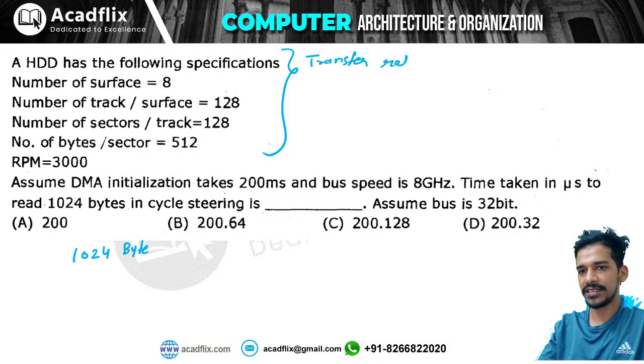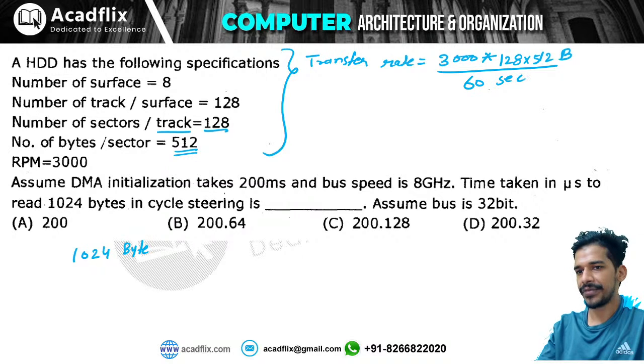And we know that the transfer rate is nothing but the number of rotations per minute, that is 3000 rotations per minute, into the track capacity. One track has 128 sectors, and each sector has 512 bytes. So the capacity of one track is 128 into 512 bytes. You can transfer this much data in 1 minute. Converting into seconds, this becomes 50 into 128 into 512 bytes per second.